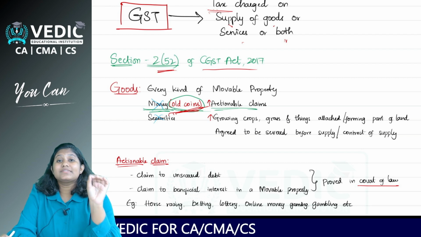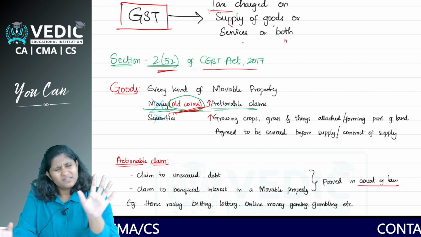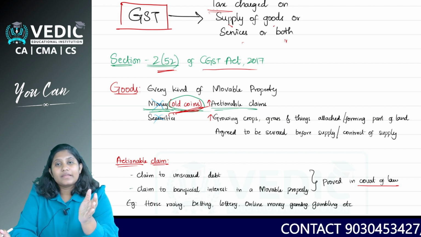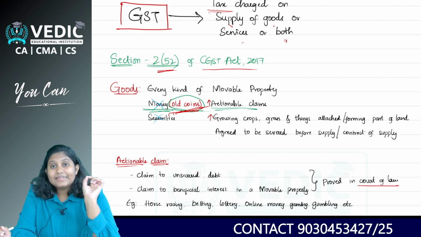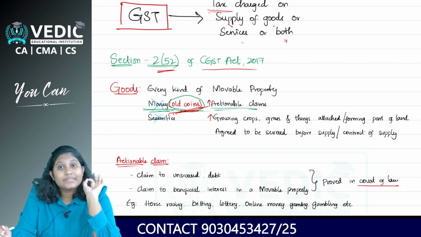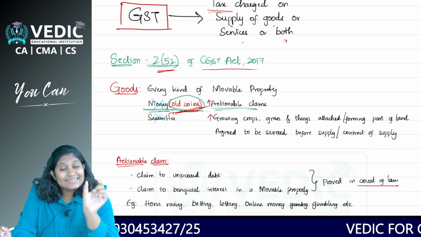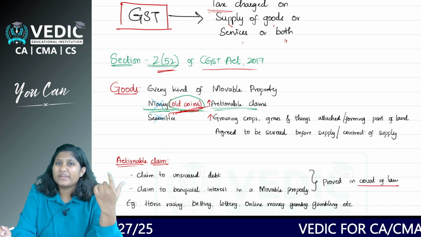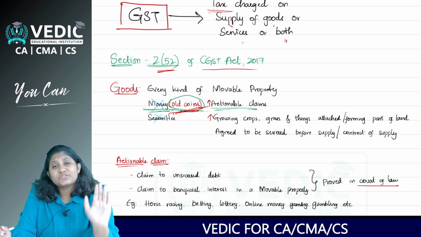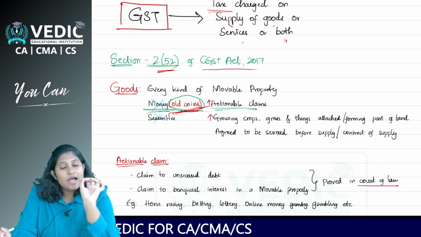Next, it also excludes securities. We know securities: shares, debentures, etc. What are these securities? Along with GST and income tax, there is also one more tax being charged, that is Securities Transaction Tax, which is levied on securities. If we buy or sell securities, this STT will be charged. When there is already a tax called STT, why should we again charge GST? So they excluded securities from goods, so that GST will not be charged on securities as well.